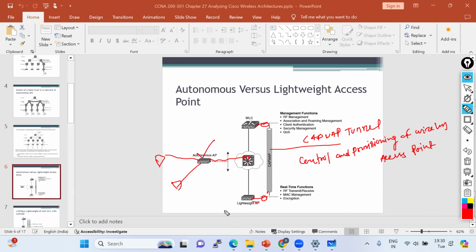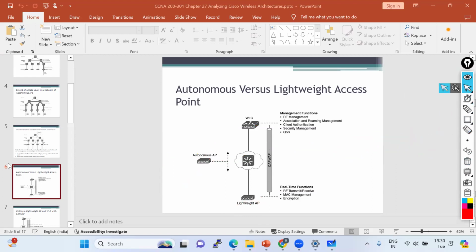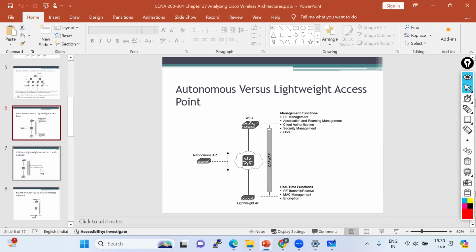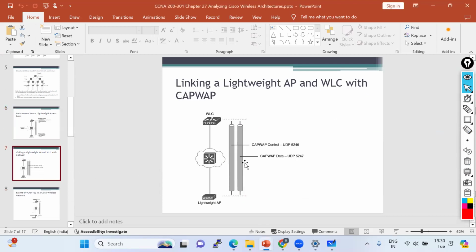But in the lightweight case, if we have two clients that want to communicate, all the decisions are going to happen in the control plane, like the WLC. This is the key thing you have to understand, right? And this is how you bring up the CAPWAP tunnel, which uses port numbers 5246 and 5247. One is going to carry the data, and one is going to carry the control traffic. These are the two things you have to know, right?